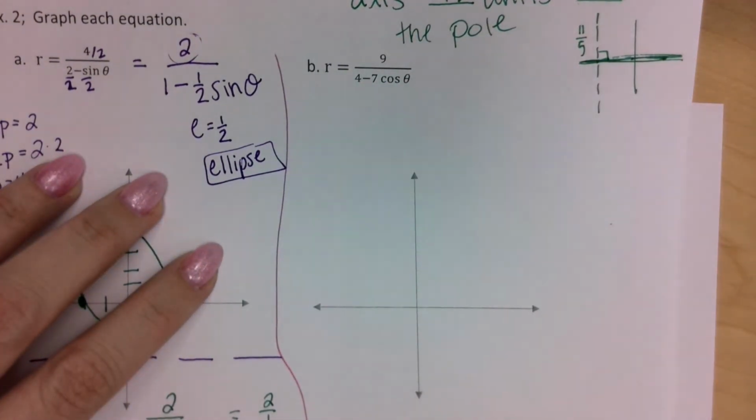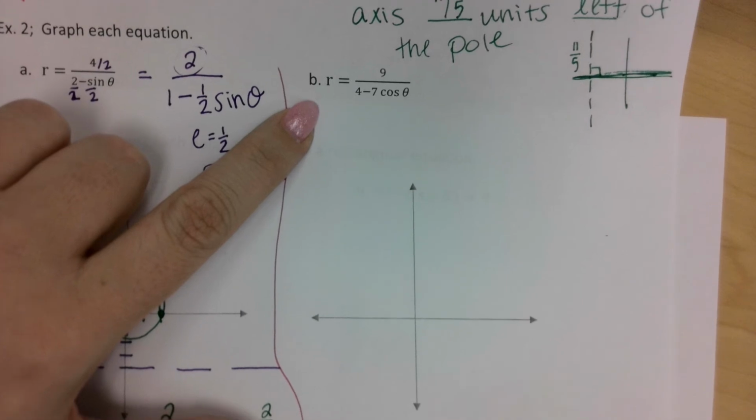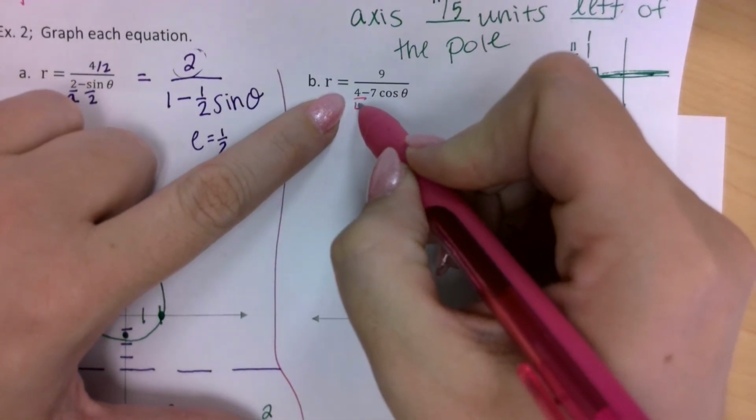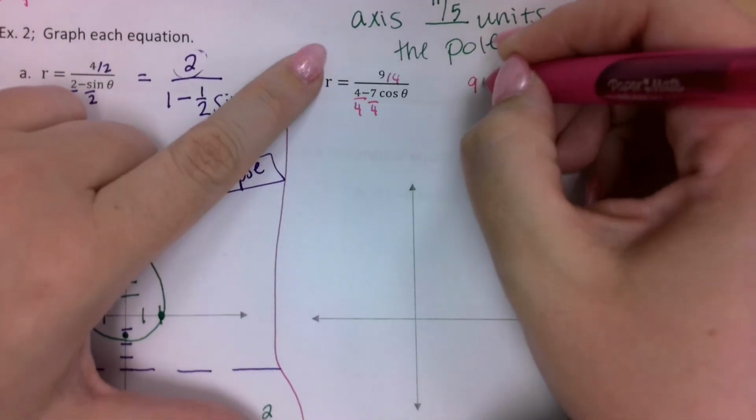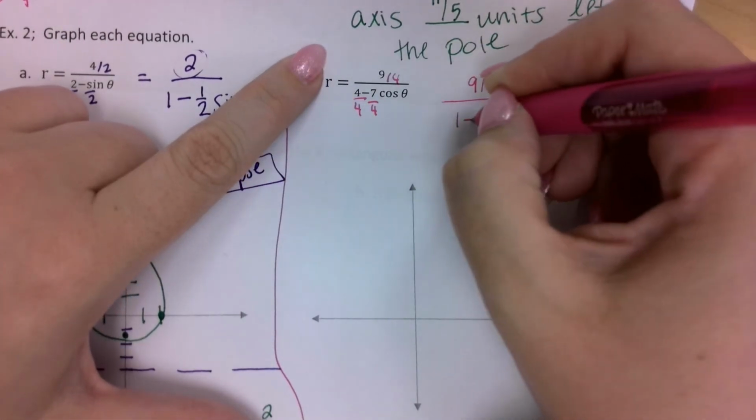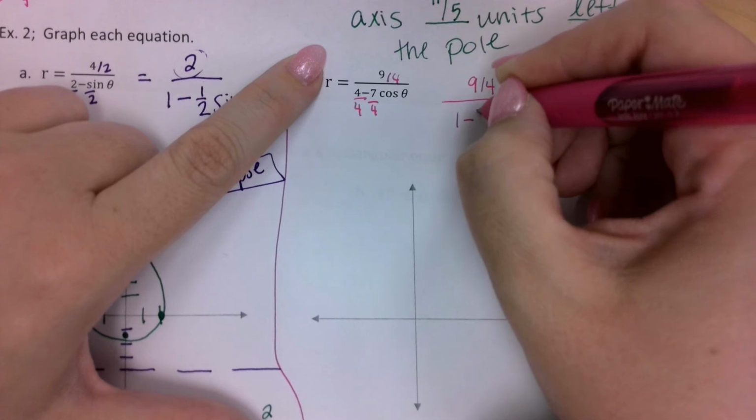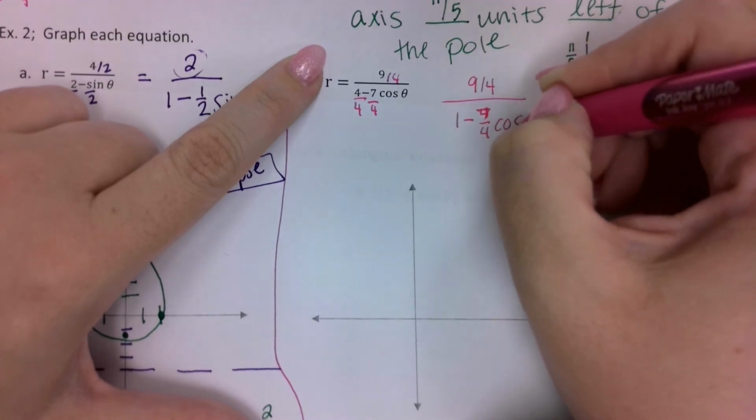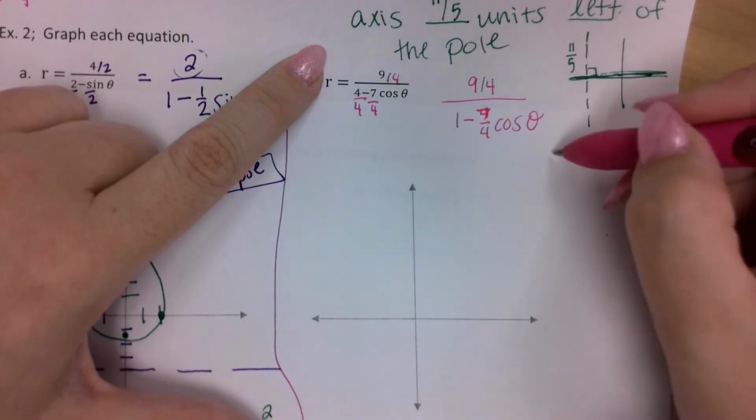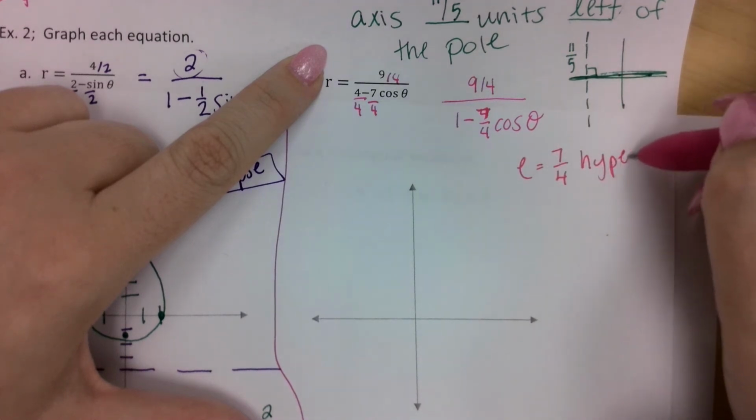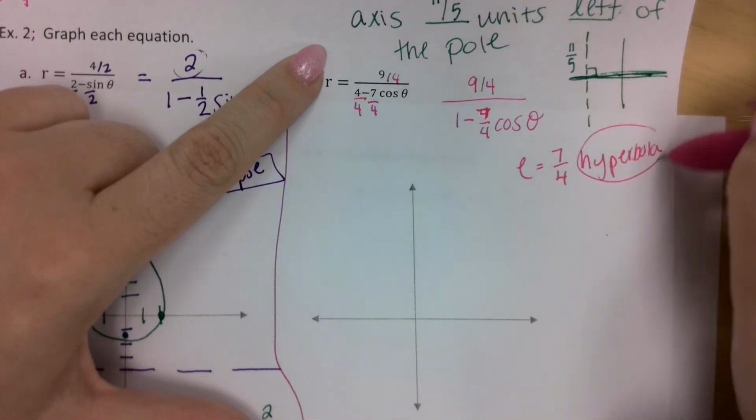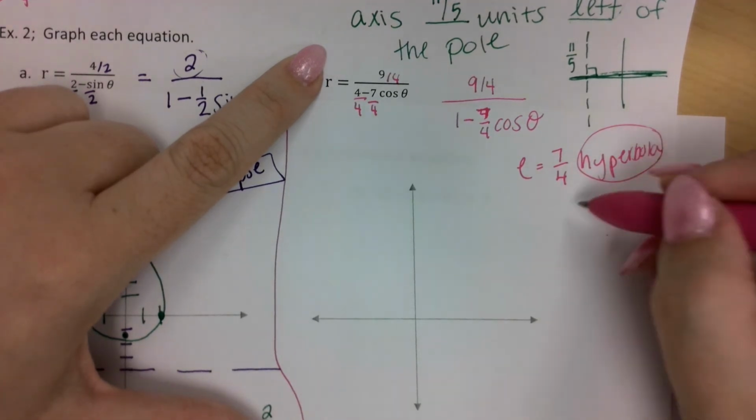So if we look at example B here, first thing we have to do is make this a 1, so we're going to divide each of these by 4. So we end up with 9 over 4 over 1 minus 7 over 4 cosine theta. Because this is a 7 over 4 for E, that means it's going to be a hyperbola. So when we graph this, it should look something like a hyperbola.